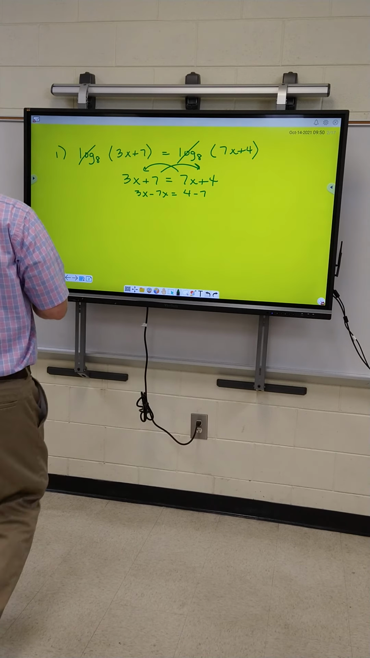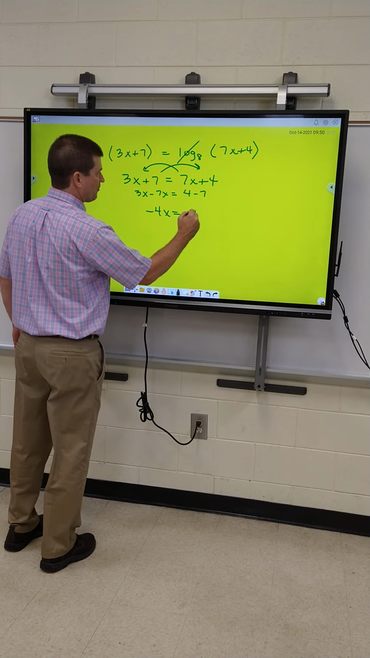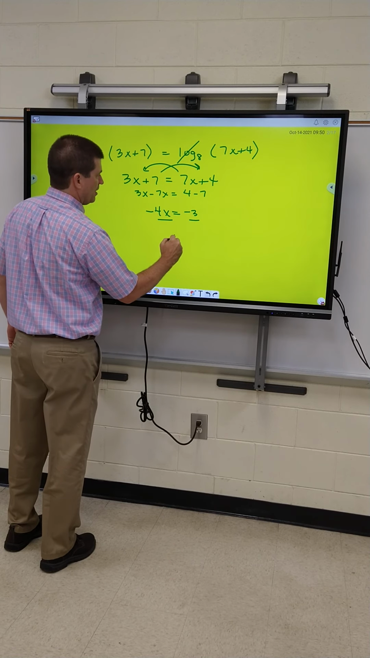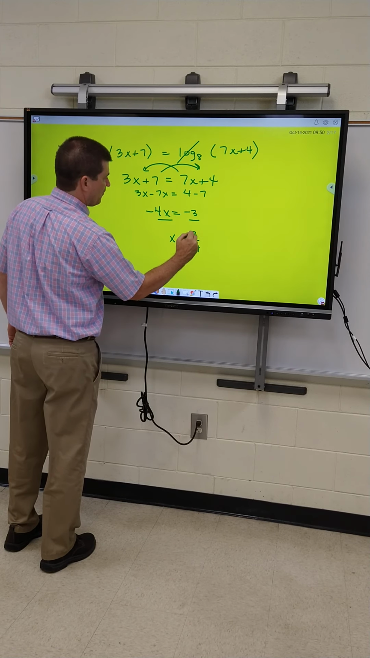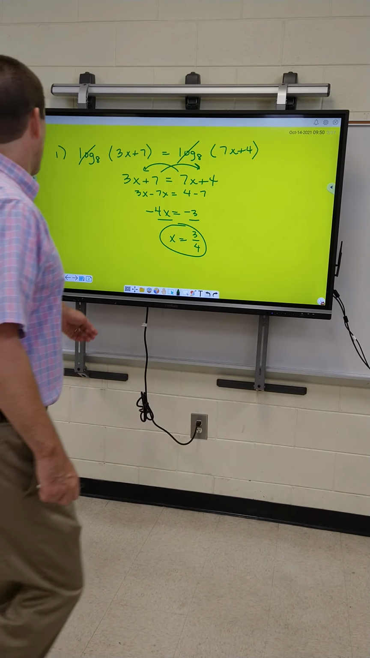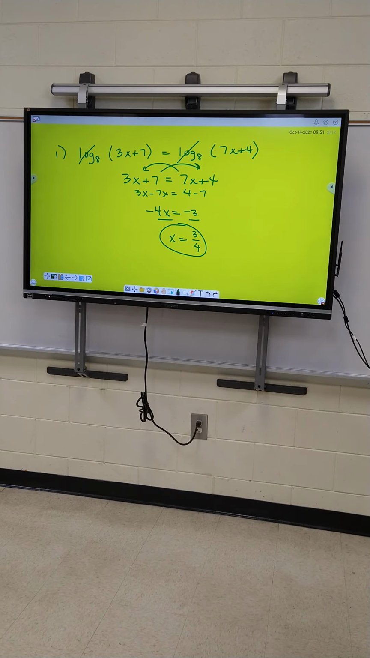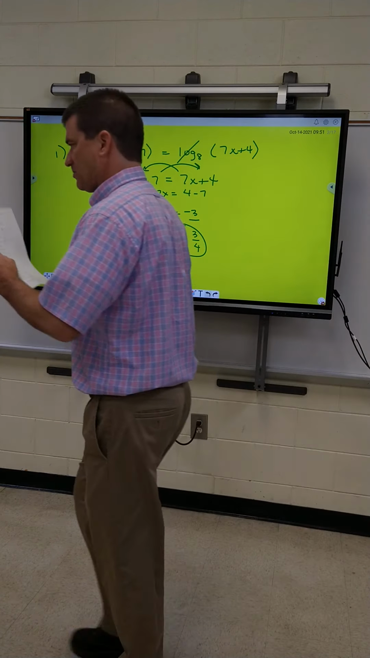All right, so the answer I got on number 1, I got negative 4x equals negative 3. So you divide. I got positive 3 over 4. Somebody check my work, is that right? What do you divide by? You always divide by the number that's with the x, so I divide both sides by negative 4. Anybody else get that? Yeah, that's what's on the answer sheet.